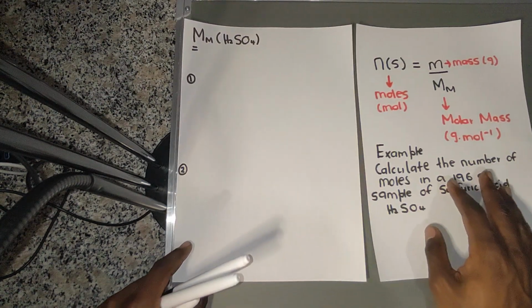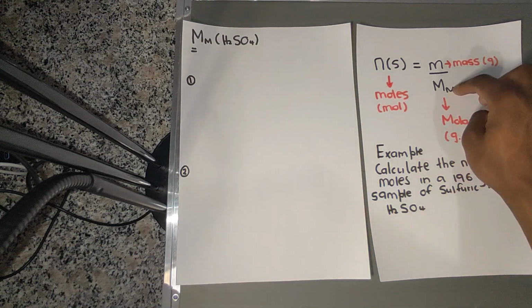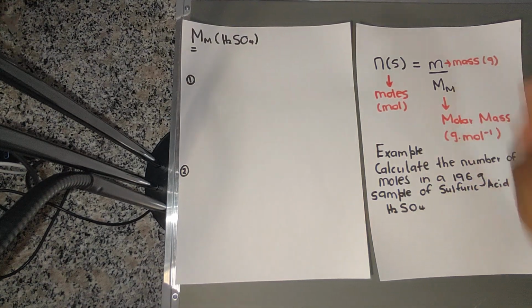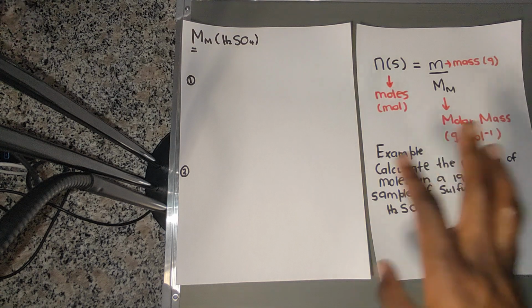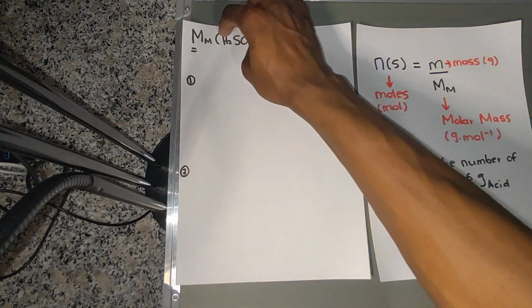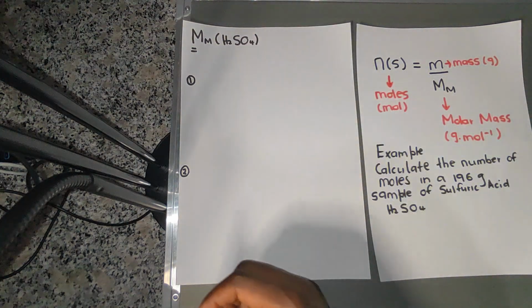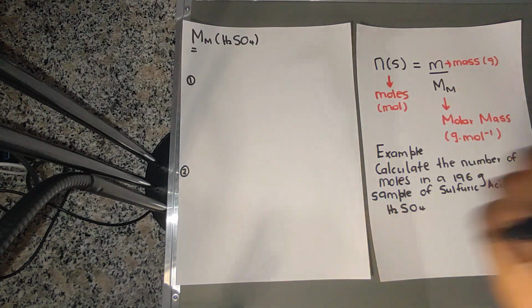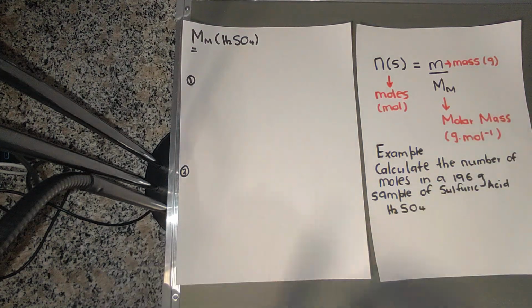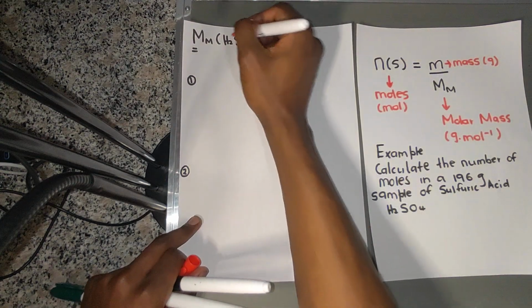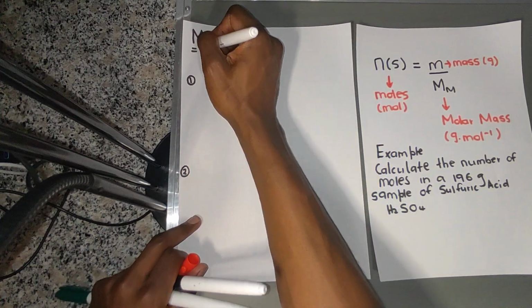So the first thing, as you can see in this formula, we have molar mass. That means we've got to find the molar mass because it's just a simple calculation. We're going to find the relative atomic masses of each and every atom that is present. So how are we going to do this one? So we know that we consider each and every atom.